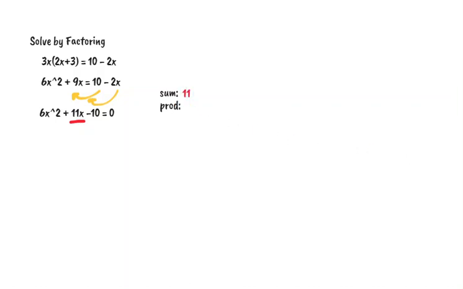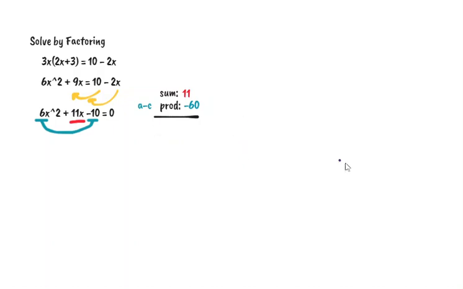And those same two numbers need to have a product that is the product of the first and last terms, the A term and the C term. That's why this is also sometimes called the AC method, because I'm looking for the AC product here. So the AC product, 6 times negative 10, is negative 60. So I'm going to be trying to find two values who have a product of negative 60 and a sum of 11.